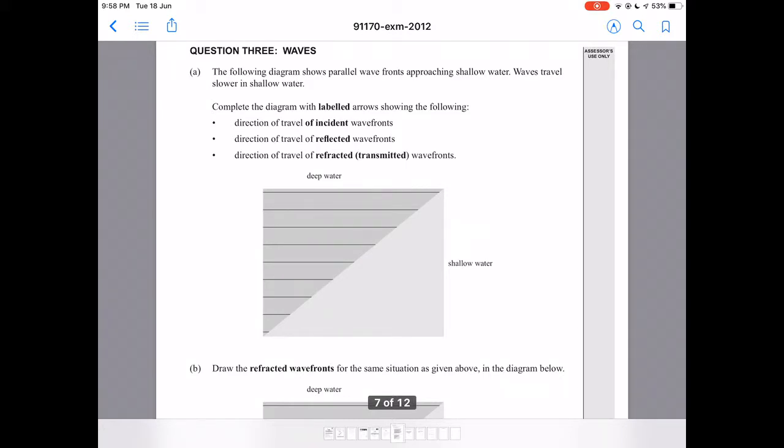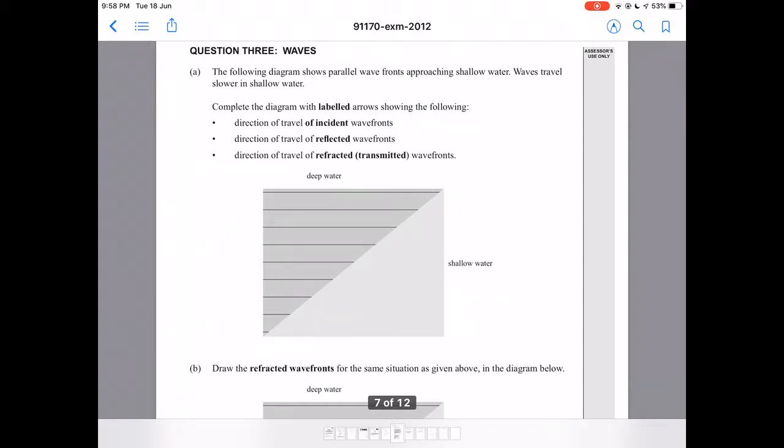Question 3, waves. The following diagram shows parallel wave fronts approaching the shallow water. Waves travel slower in shallow water. Complete the diagram with labeled arrows showing the following: direction of incident wave fronts, direction of travel of reflected wavefronts, and direction of travel of refracted transmitted wavefronts.